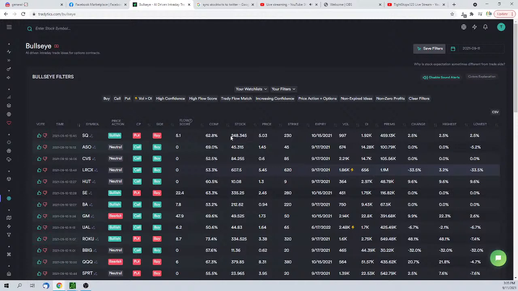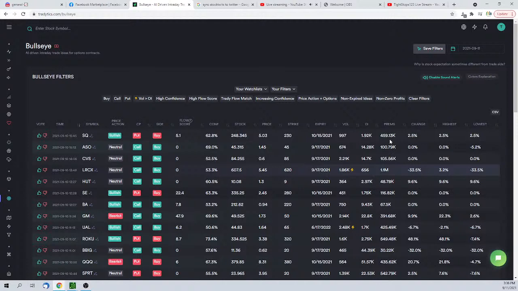63% confidence. The stock is at 248.35 when that alert came out. The 230 strike, so that's pretty far out of the money on a put for Square, and they're telling you to get the October 15th 230s. That's how much, 450,000 in premium. That's a decent chunk of change.